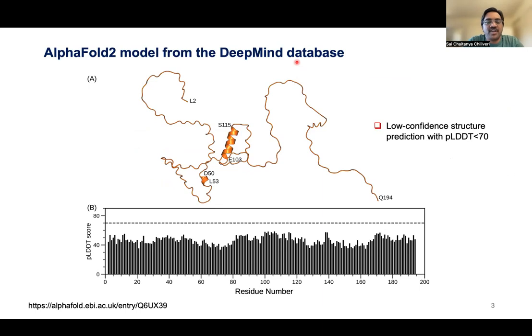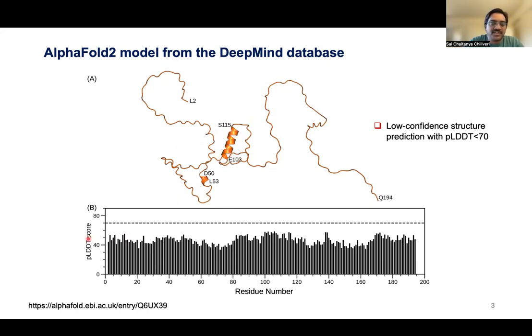I think many of you must have come across AlphaFold. It has recently revolutionized structure prediction algorithms. In this database, almost all the structures are available for all the proteins. Nevertheless, this is the structure of amelotin deposited in the DeepMind database, where it is predominantly a random coil structure, with a small helical segment of about 15 amino acids.